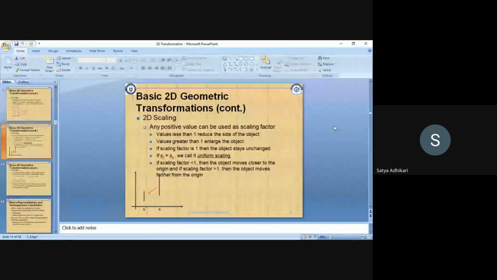You see here, after scaling, the size decreases. And you see here another point you have to mark, that the size diminishes, because here the scaling factor value must be less than 1, so it decreases. And another thing you may point out is that it comes closer to the origin. After the size decreases, the object comes closer to the origin.